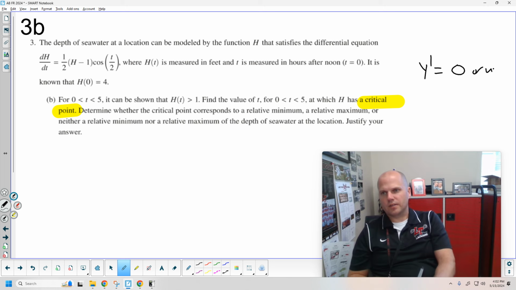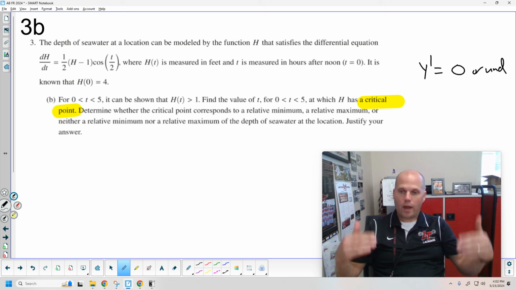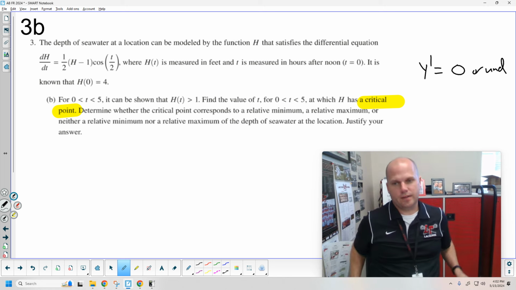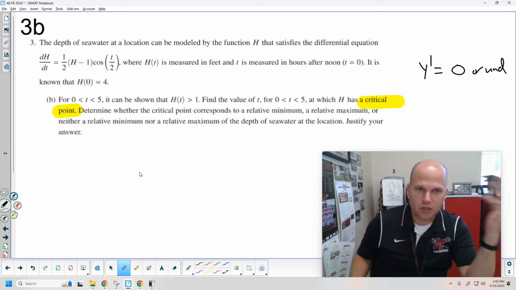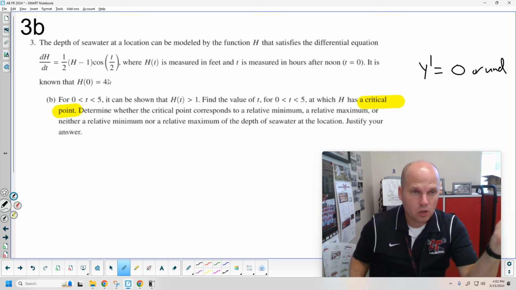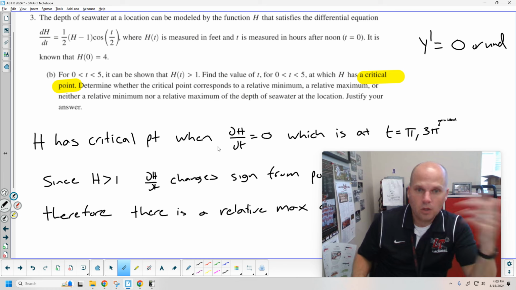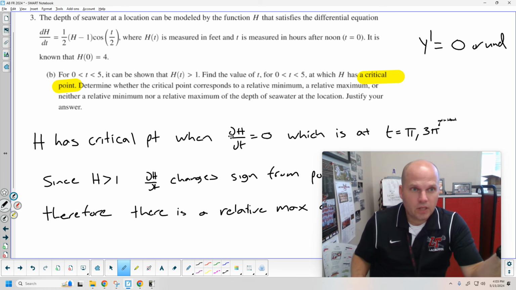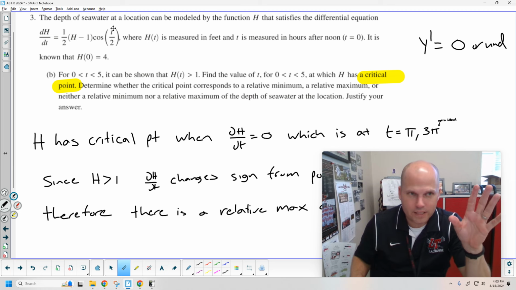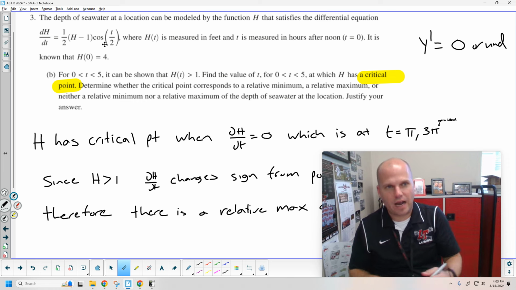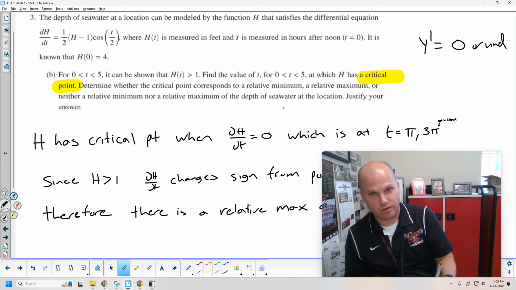Yeah, 0 or undefined. I was thinking about my answers if I included the undefineds. It's like when the derivative could change sign. That's a critical point. Determine if it's going to be a max or a min. So what I just did is set the derivative equal to 0. Okay, that's it. Now, H is not what you're trying to find. You're trying to find what T values. So you have to figure out when cosine t over 2 equals 0.